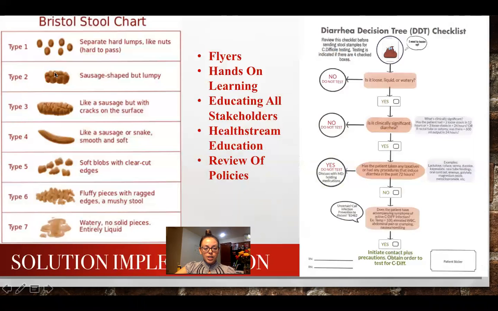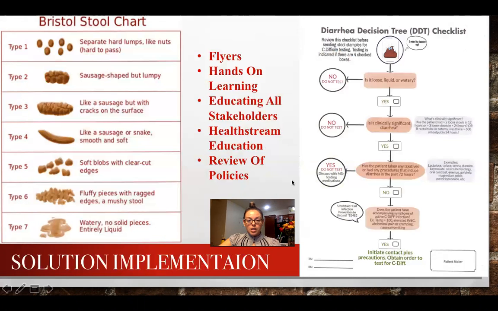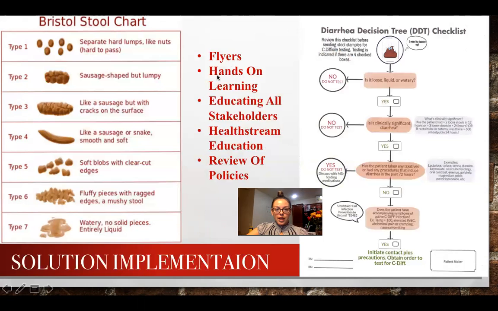So solution implementation, what are we going to do? So for sure, flyers, hands-on learning education for all stakeholders that we can reach within reach. For us, we have HealthStream education. It's online education, online PowerPoints, online interactive videos, things like that, and review of policies. So we have an issue with C. diff. We're actually the second highest C. diff after MIC, then South 3, which is us.